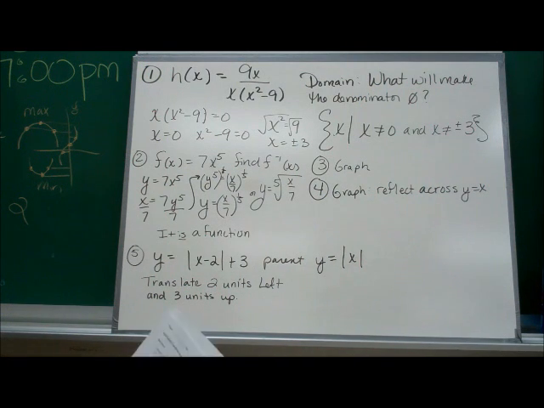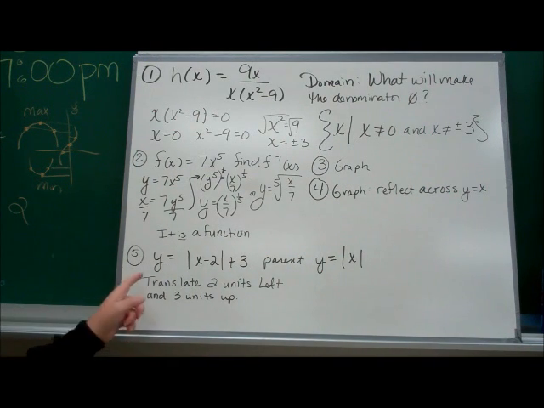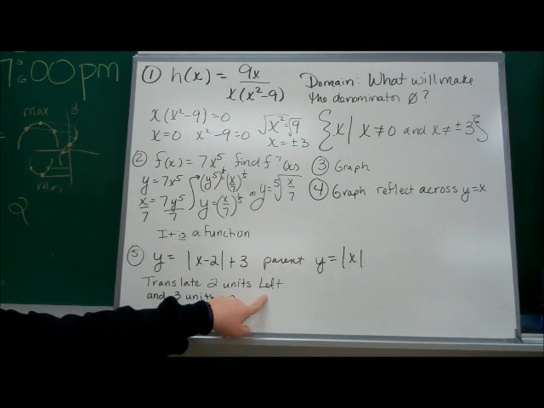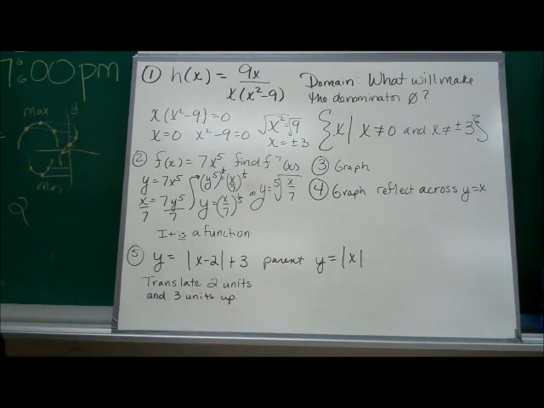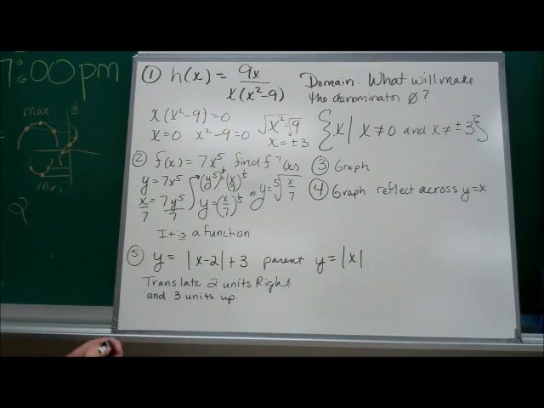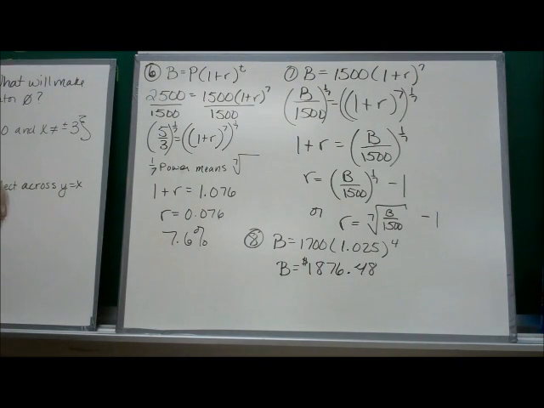Number 5, describe how y equals the absolute value of x minus 2 plus 3 can be graphed from the parent function. Well, here's your parent function. The minus 2 means you're going to translate 2 units to the right. I don't know why I wrote left, but 2 units to the right. And the plus 3 means you're going 3 units up. Number 6, 7, and 8.